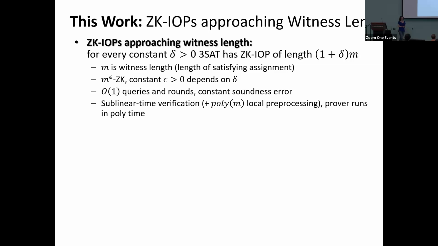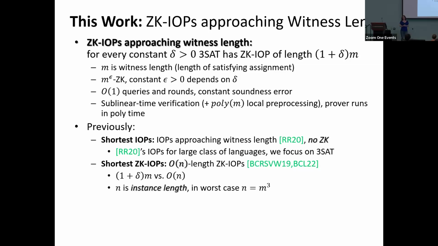So compared to what we had before, if you cared about the proof length of IOPs, we did have IOPs approaching the witness length, but they didn't have any zero knowledge. If we focus on zero knowledge, there are linear length ZK IOPs, but here there are two things to notice. One is it's linear length compared to approaching the length, and also linear in what? These IOPs are linear in the instance length. And for 3SAT, this could be even quadratic in the witness length. So this is our main result.